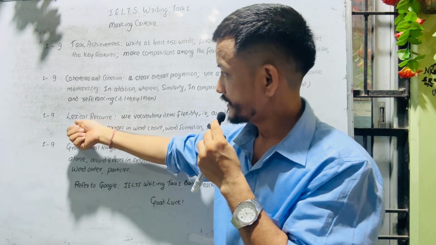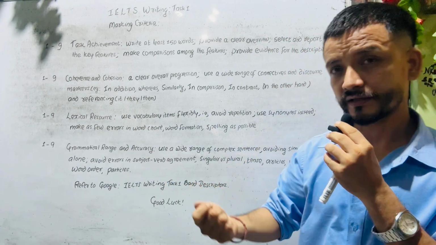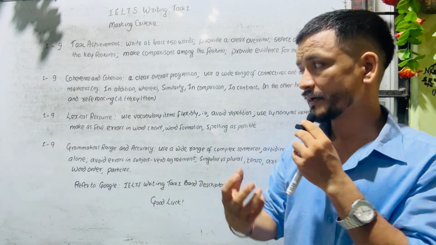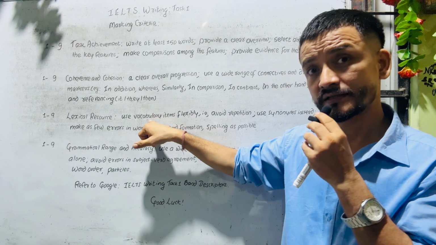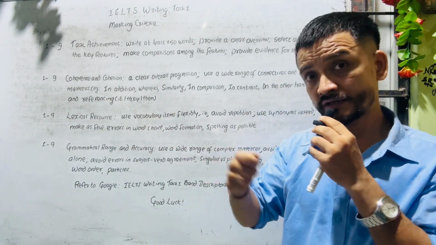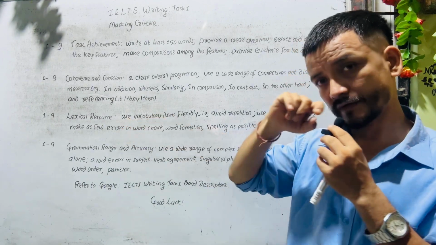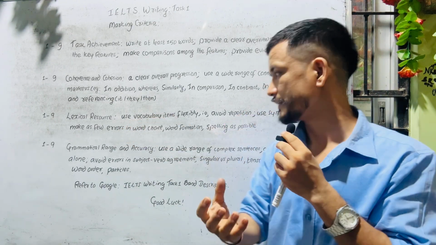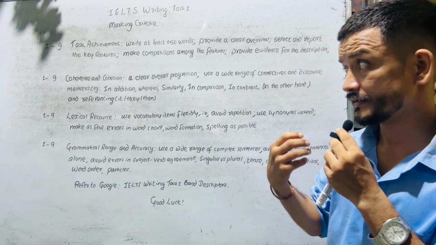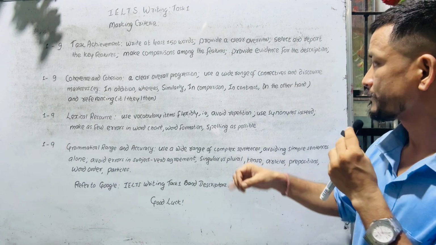And the next criterion is lexical resource. Lexical, by the way, means word. This criterion assesses your range of vocabulary. So, can you use the vocabulary items flexibly or not? That's what is tested on the lexical resource criterion.